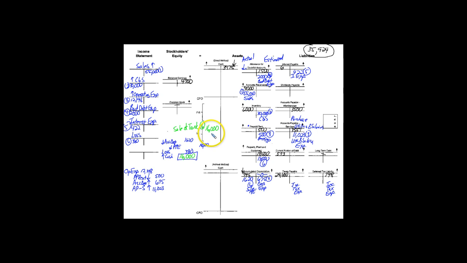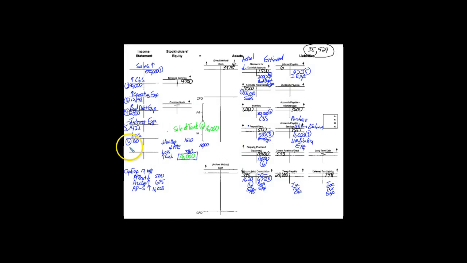Okay, it looks like we have still something else on the income statement. Let's go look. Last item is this income tax expense, $4,000. So let's go record it. Okay, so let's set up an account for income tax expense, and put our debit of $4,000 in there.